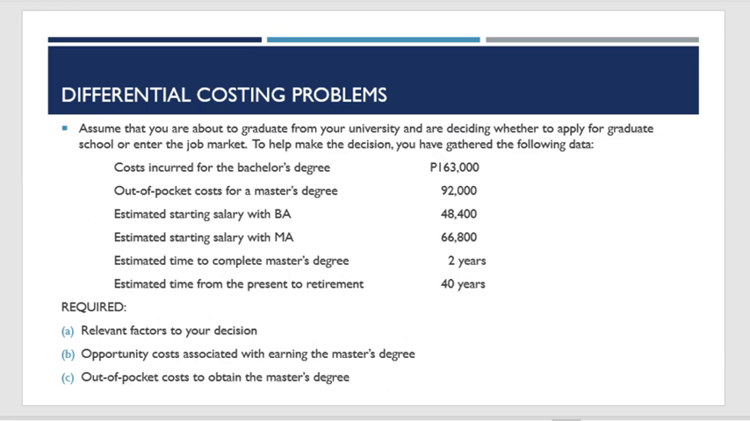Assume that you are about to graduate from your university. So, gagraduate ka na daw and are deciding whether to apply for a graduate school or enter the job market. So, magtutuloy ka ba daw ng pag-aaral or magtatrabaho ka na? To help make the decision, you have gathered the following data. So, pag graduate mo, gawin mo ito. And then, you analyze whether you are going to enter the job market or apply for a graduate school. Sir, bakit ako mag-graduate school ka pa?